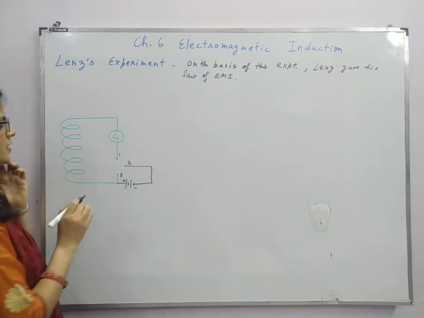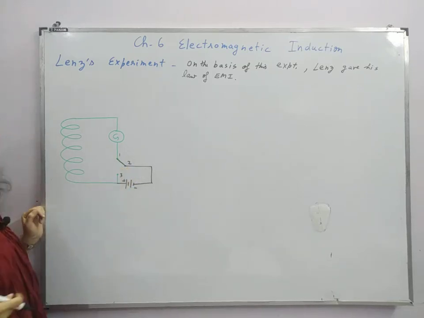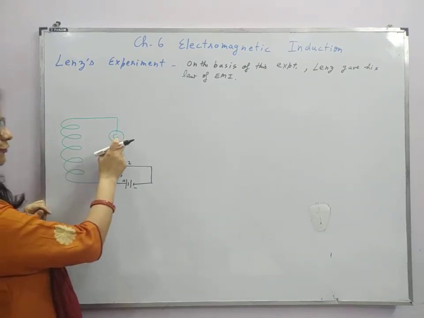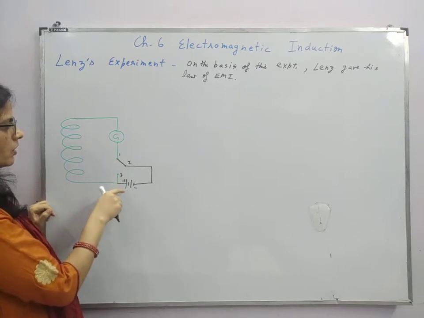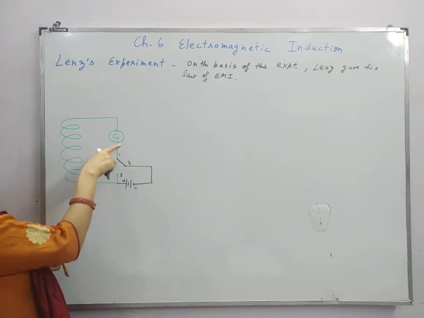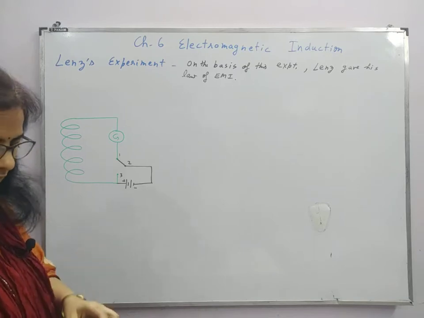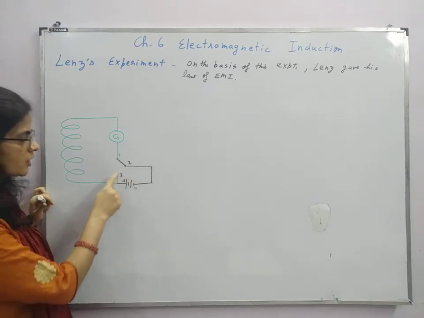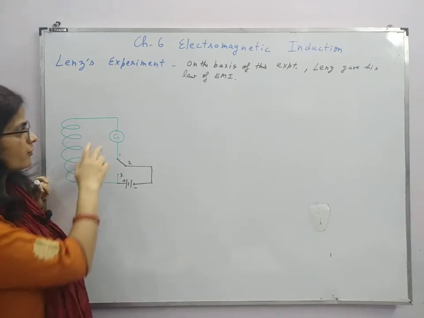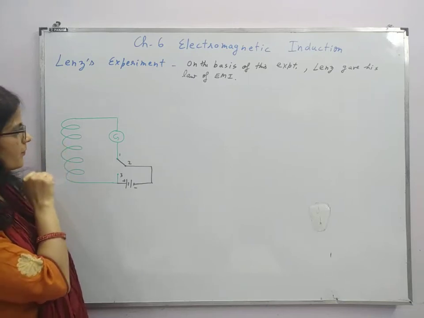Initially this connection was made between 1 and 2 to check the direction of the deflection when the current in this coil flows clockwise, and the direction of the deflection when it flows anti-clockwise. So we are just using this battery to know the direction of deflection for clockwise or anti-clockwise current in the coil.